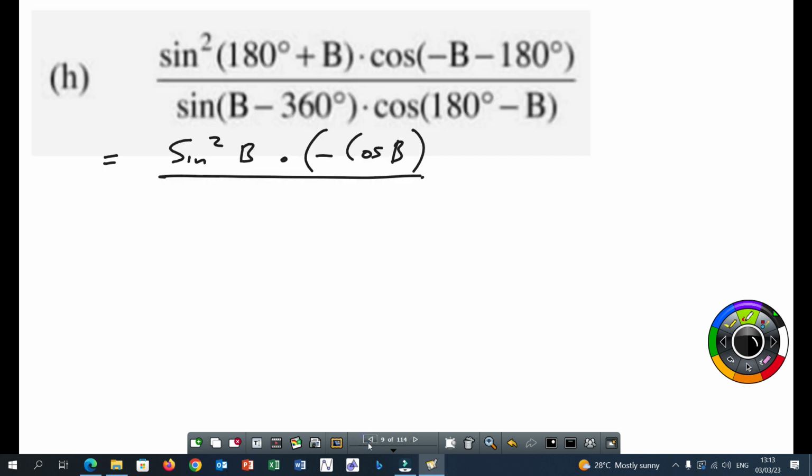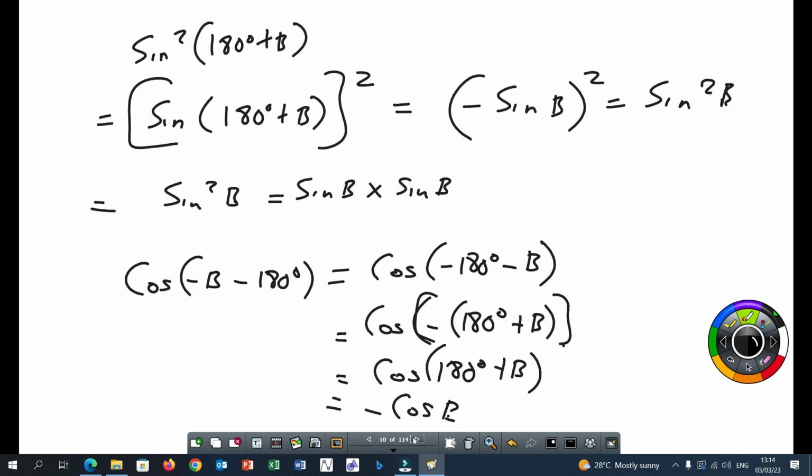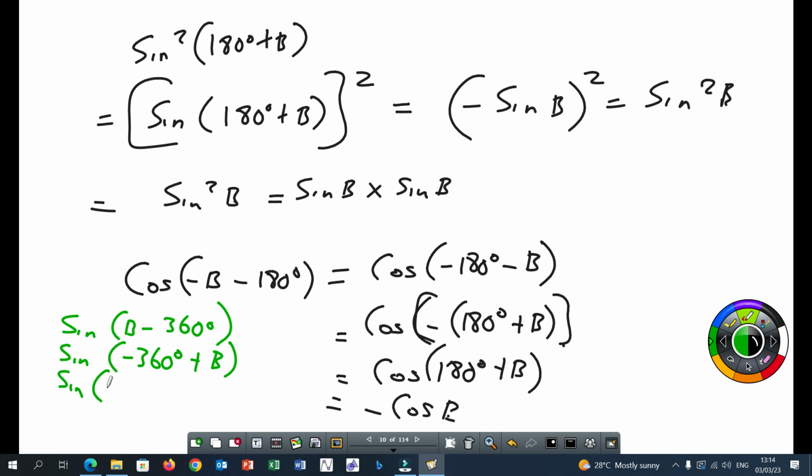So the question is, in which quadrant is this angle? Let's just go back to the basics. So we have sine of b minus 360. This is the same as sine of minus 360 degrees plus b. Then we factor out, we'll get minus 360 degrees minus b.